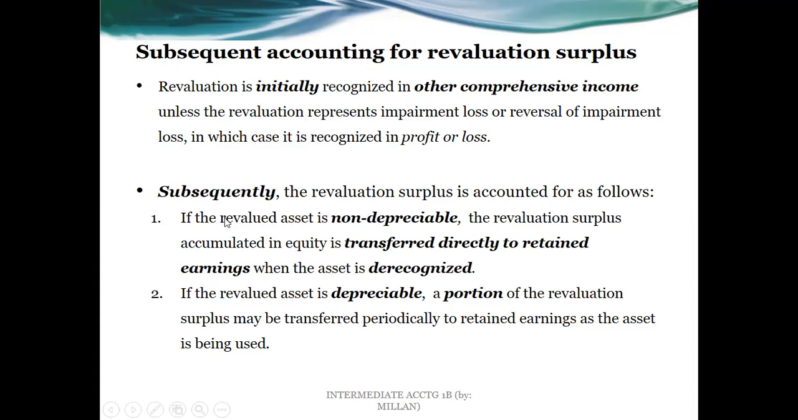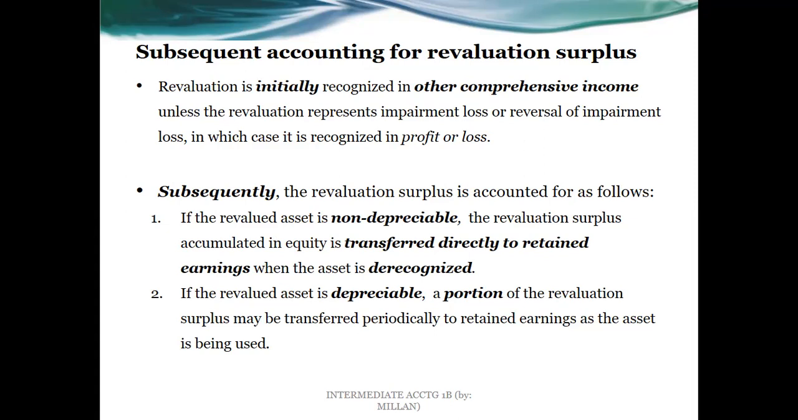Then subsequently, the revaluation surplus is accounted for as follows. For the revalued asset that is depreciable, we do the piecemeal realization. What is piecemeal realization? That means that the revaluation surplus in the OCI section will have to be transferred to the retained earnings, the old term, now accumulated profits and losses, as the asset is being used. So let's say after revaluation, the asset can still be used for 7 years. Whatever is the revaluation surplus, we allocate that to the 7 years.